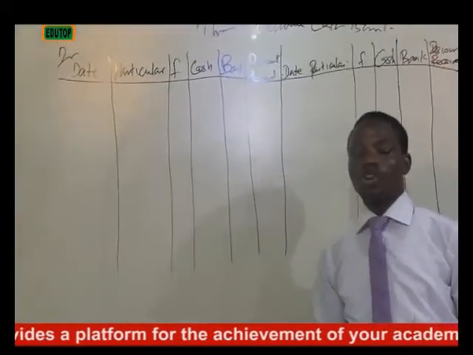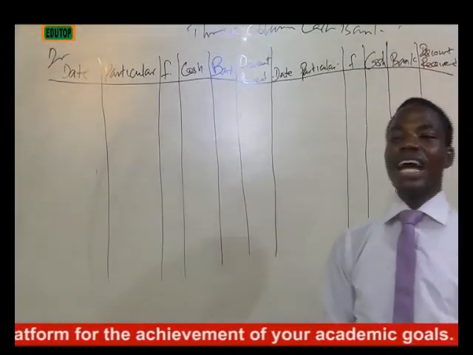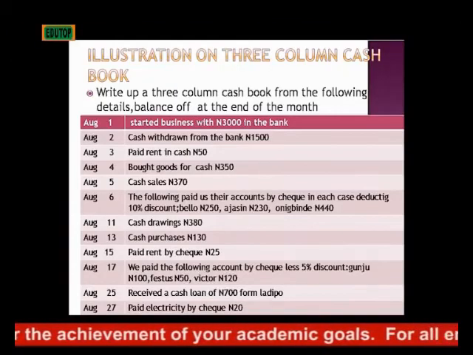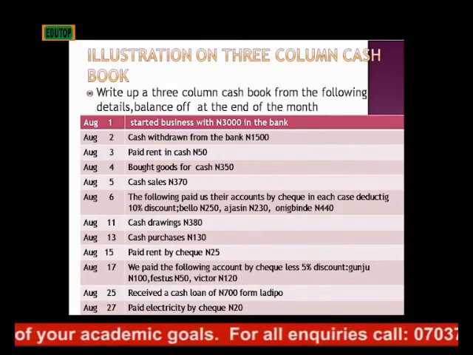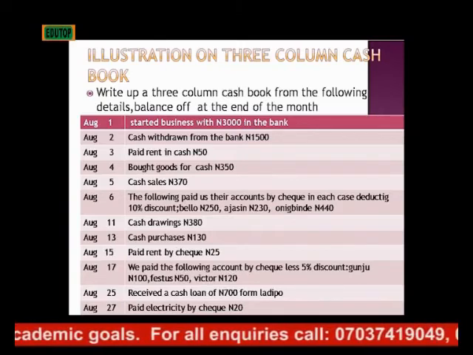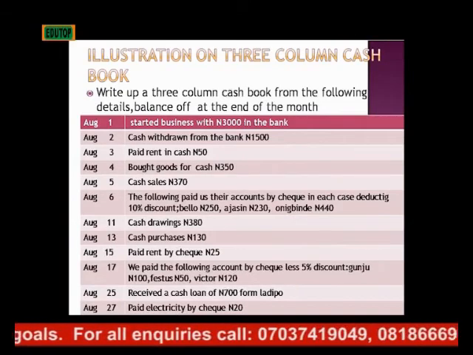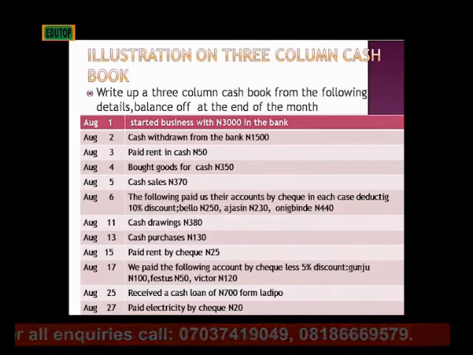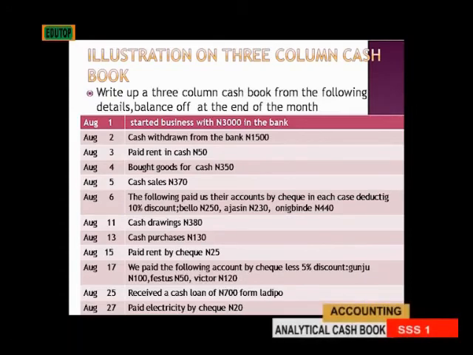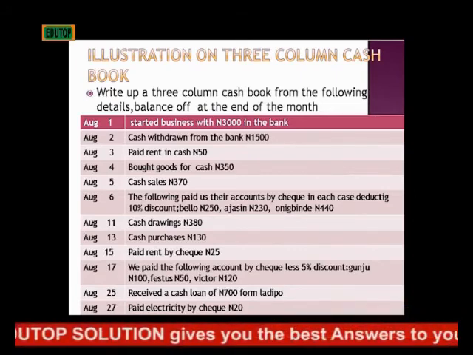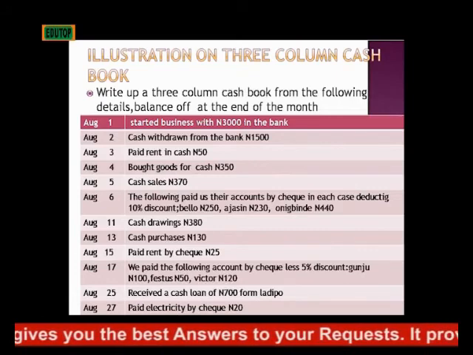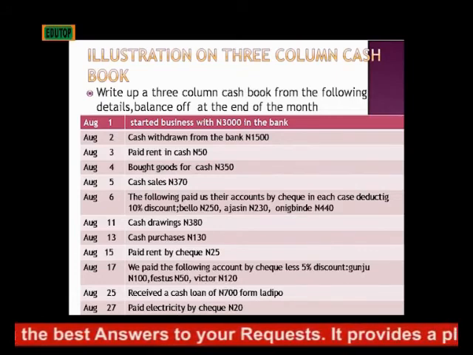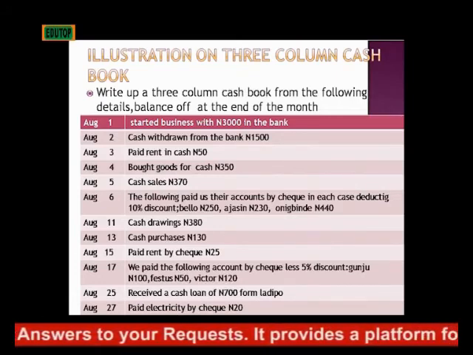Now, going to the question, they said write up a three-column cash book from the following details given above, with the balance at the end of the month. The two-column cash book we did the other time, you know that in the single-column cash book we prepare separate ledgers for those accounts. You can as well do that in the two-column cash book and also in the three-column cash book.